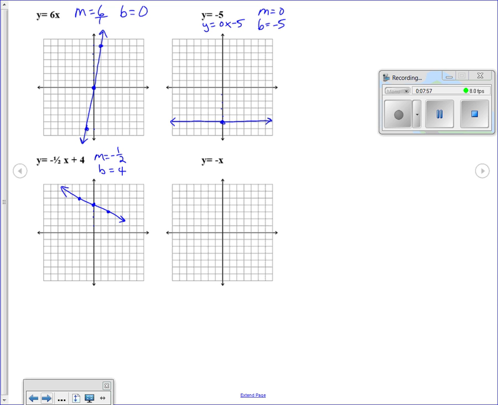Alright, y equals negative x. What is the number that's in front of x that is understood when it's not there? 1. So our slope is negative 1. And b equals 0 since there is not a number there. So that's just the same as y equals negative x plus 0. So 0 is our y-intercept.